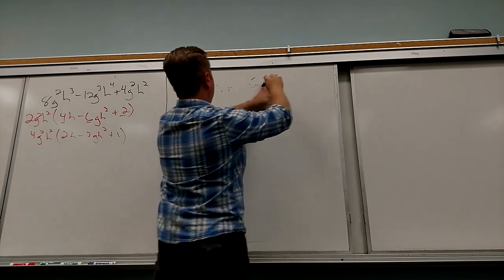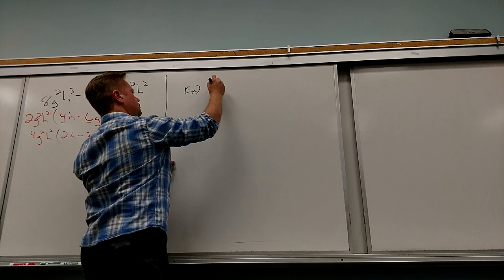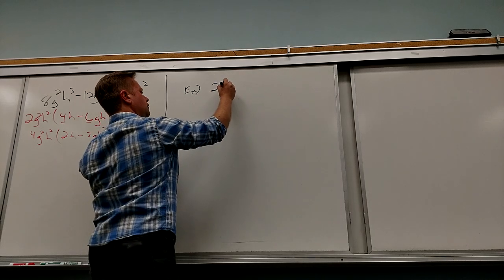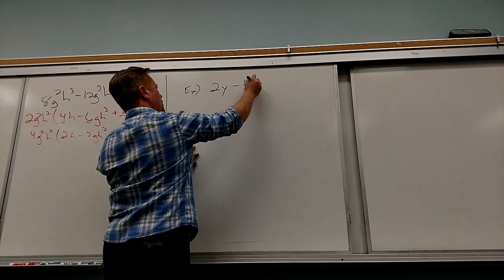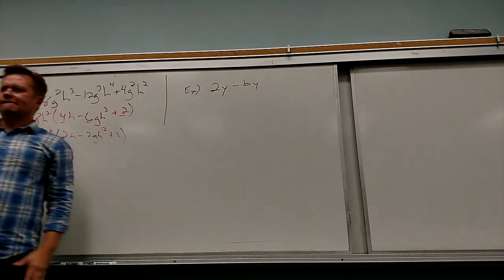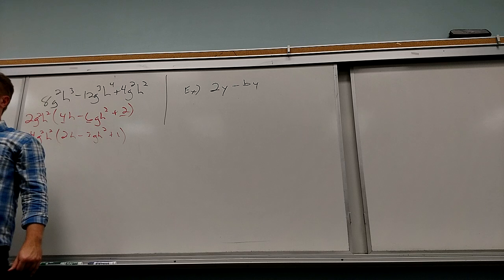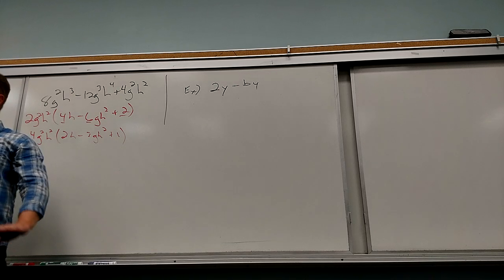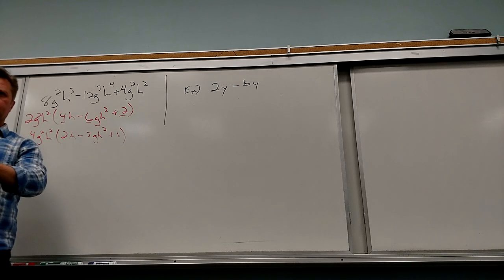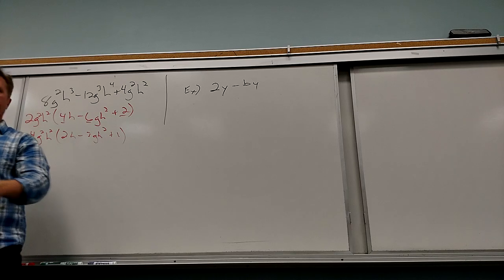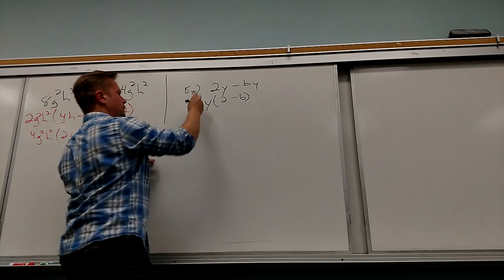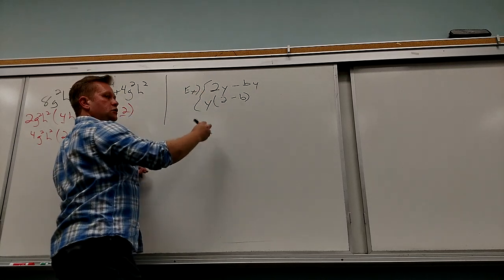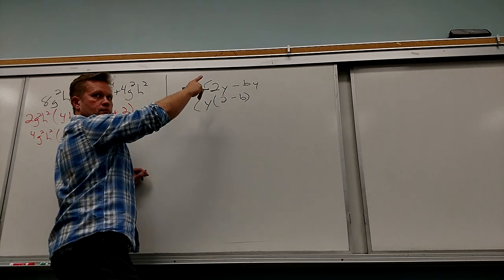Oh, okay. All right, wait, let me make it different. So 2, yeah, this is 2y minus by. All right. So don't feel freaky. I told you it's easy. What's the only thing that can come out? Y. And what's left? 2 minus b. Okay, that was easy.